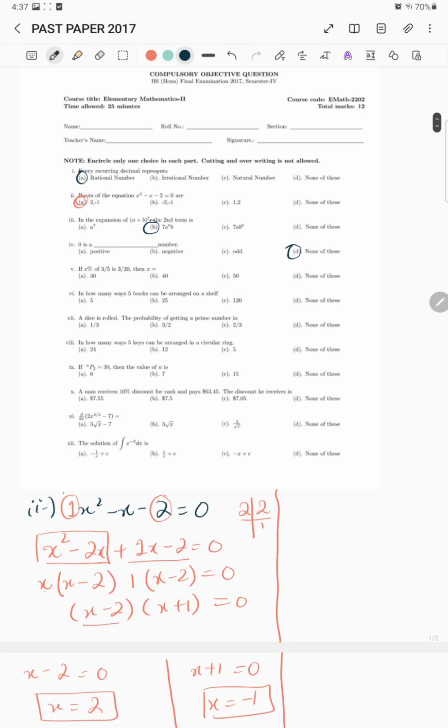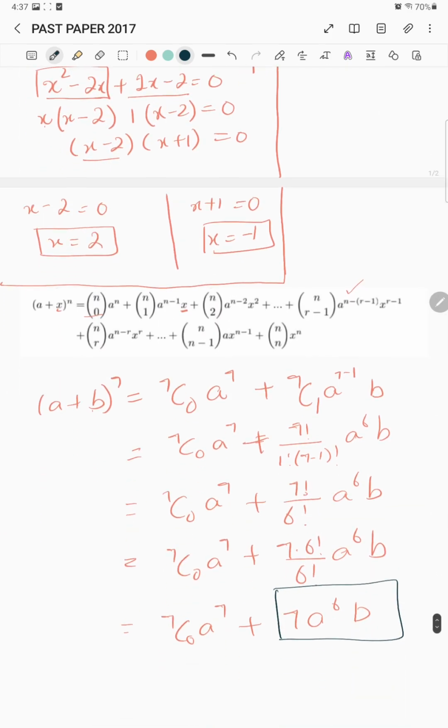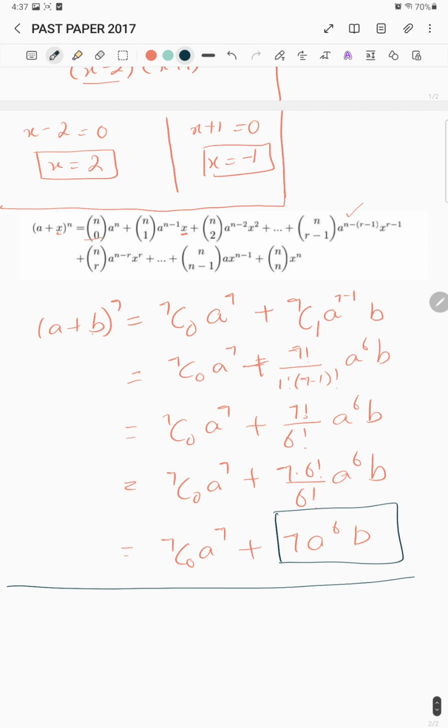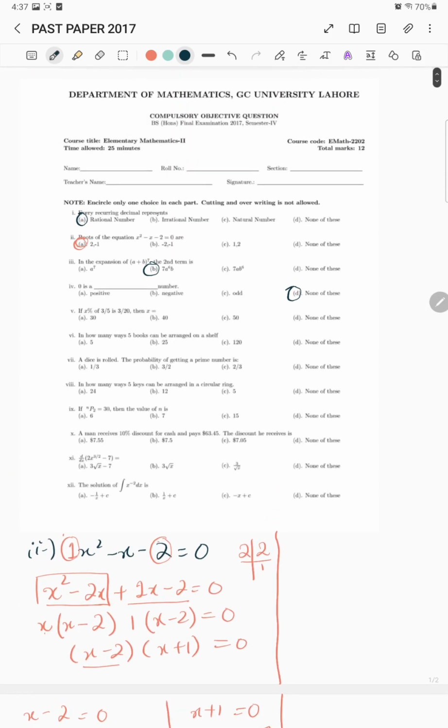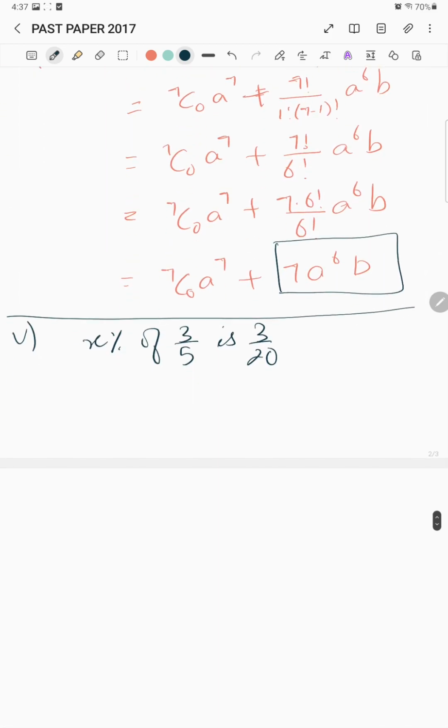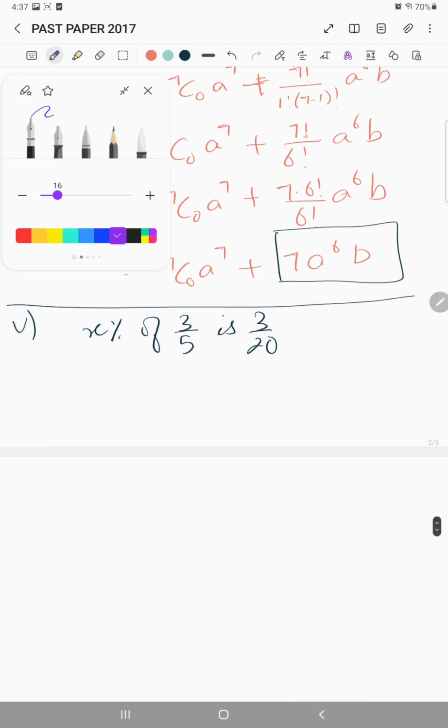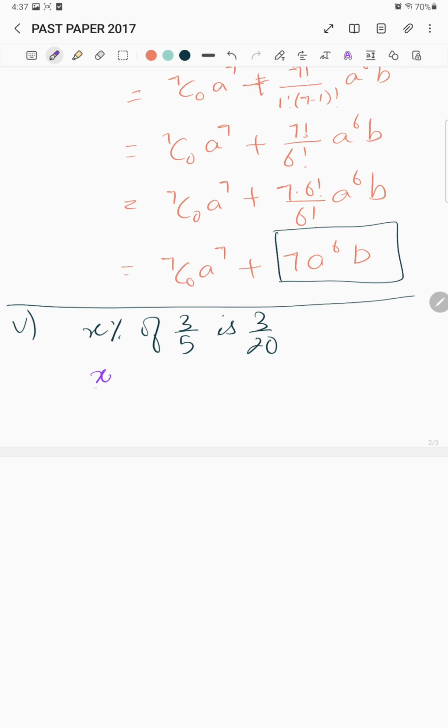Question number 5. X percent of 3 by 5 is 3 by 20. So just read the question. It says x percent of 3 by 5 is 3 by 20. Now we are supposed to find x. X percent means x by 100. Of means multiply, 3 by 5. This means equals to 3 by 20.